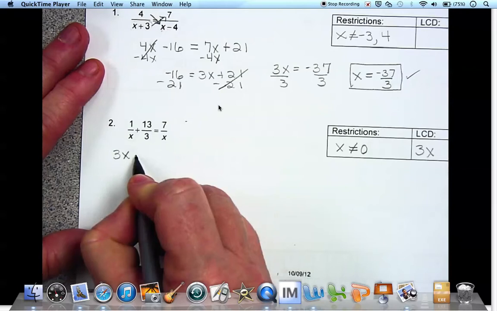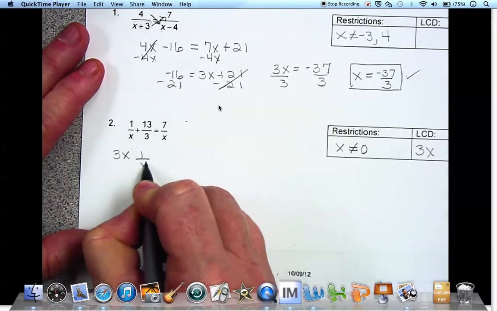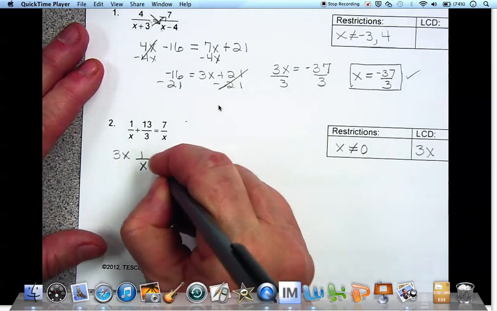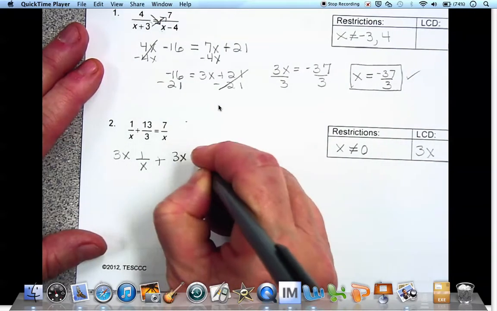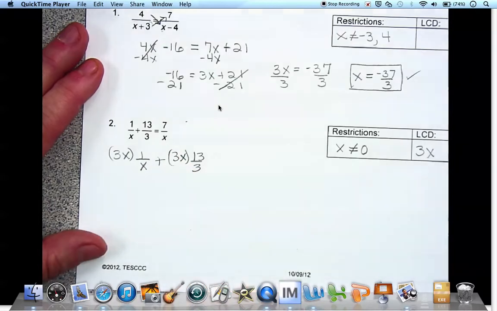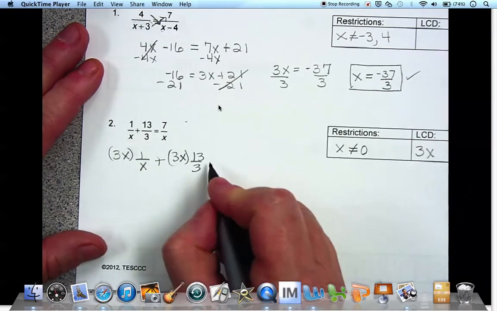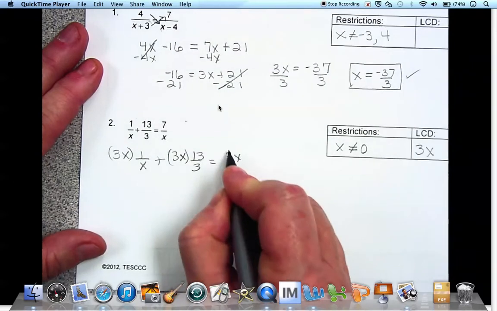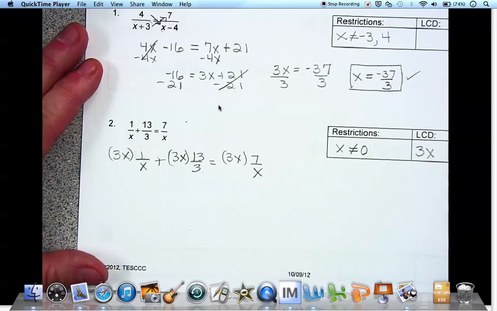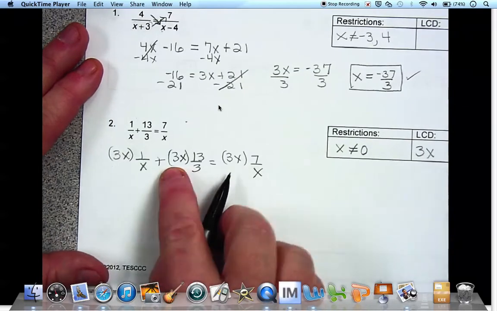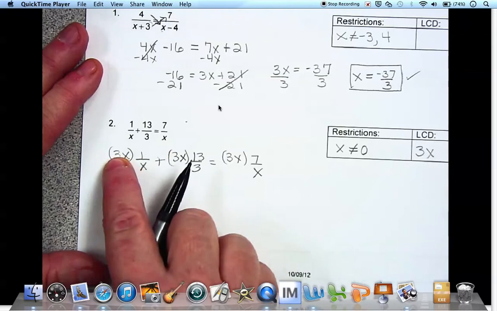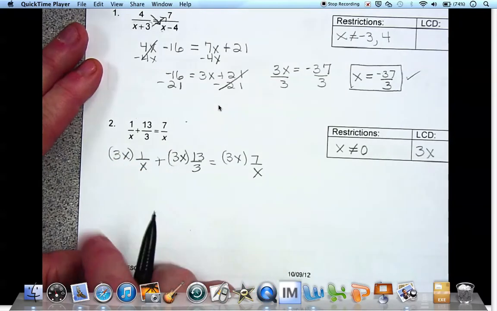So 3x times 1 over x. Write that down. 3x times 1 over x plus 3x times 13 over 3. And I'm going to put parentheses around my 3x to show that I'm multiplying, equals 3x times 7 over x. Okay, now the reason we're doing this is because all of these denominators will go into the least common denominator, and they're going to cancel out.